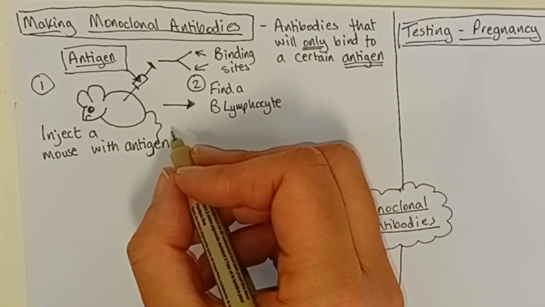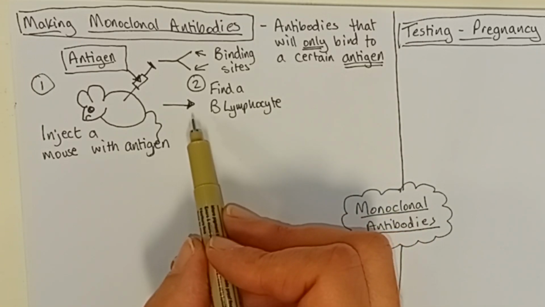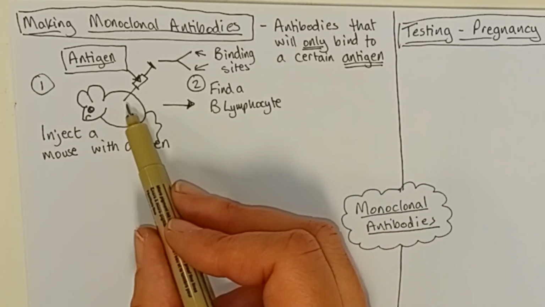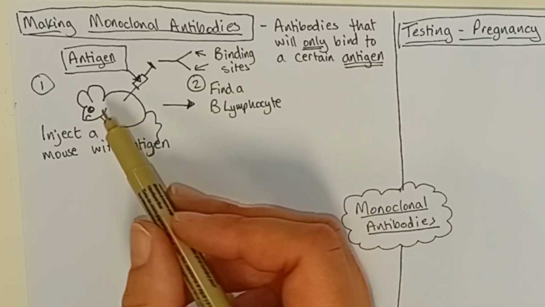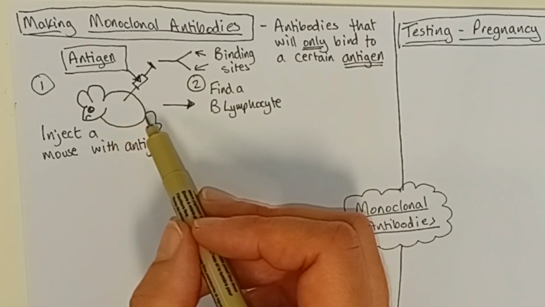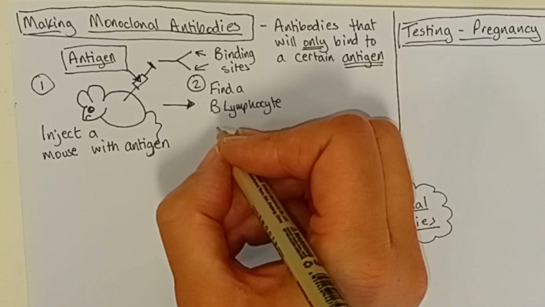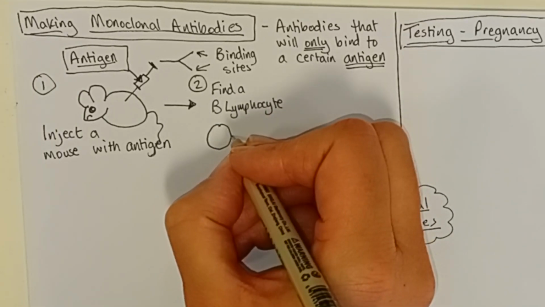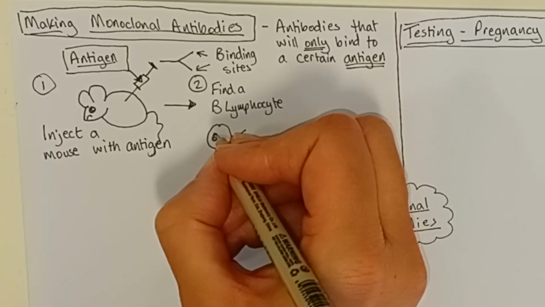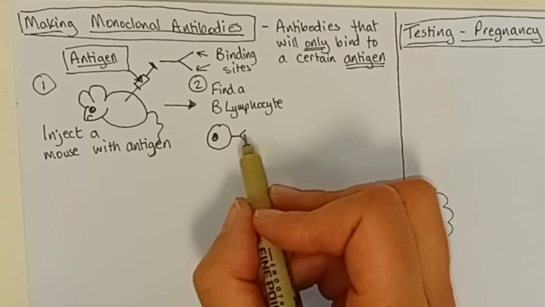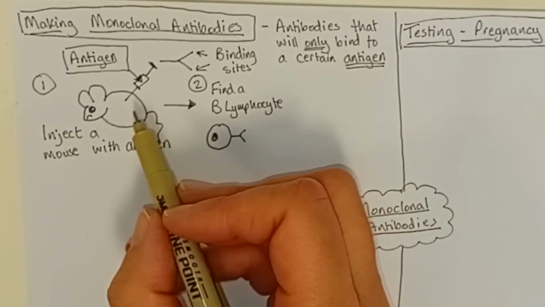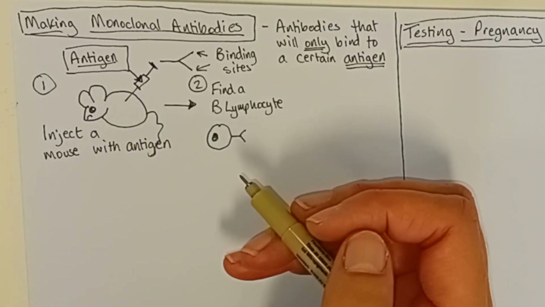Now, the B lymphocyte that's made should be one that's going to make antibodies to whatever we've injected it with, because we've just injected it. So we'll inject it, wait a couple of days, take some blood, and then we'll find a white blood cell. And we're going to hope that the B lymphocyte, the white blood cell, will make the antibody that's going to bind to that antigen.